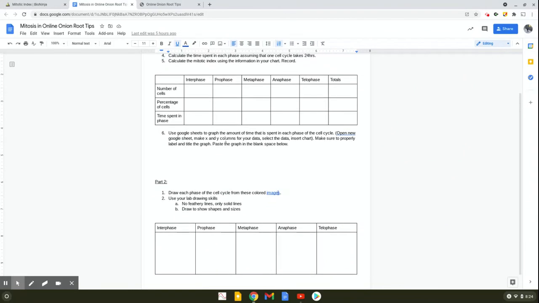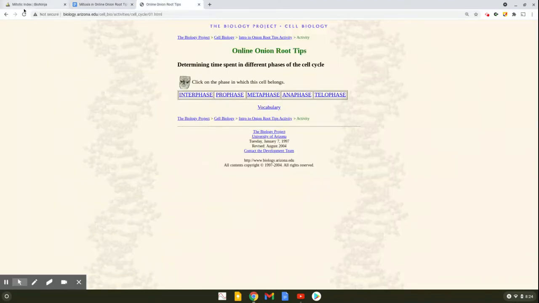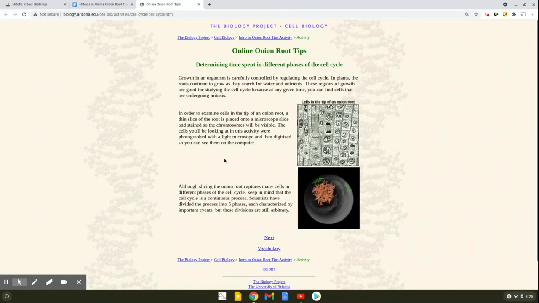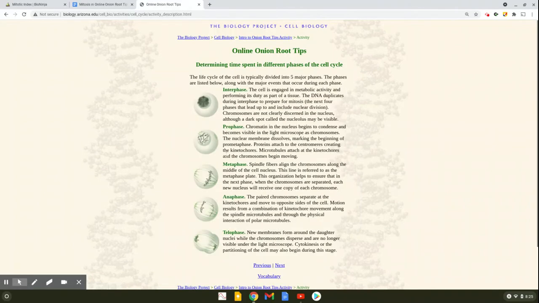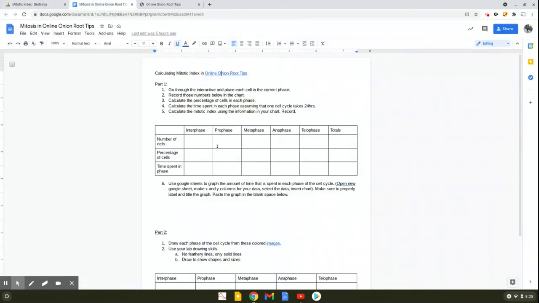And you are going to click on this link at the top. That's going to take you to this. Okay, let me hold on. Let me go to the beginning. So here's the beginning of this. I want you to read through this. You're going to go next, look through this again. Make sure you can recognize all of these different phases. And then it gives you this. So that's also what is on this assignment here.